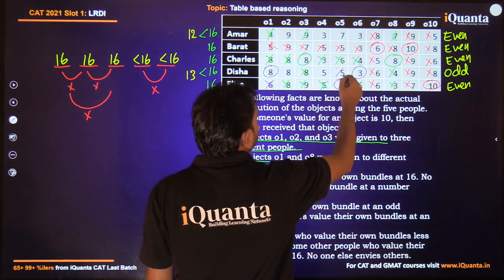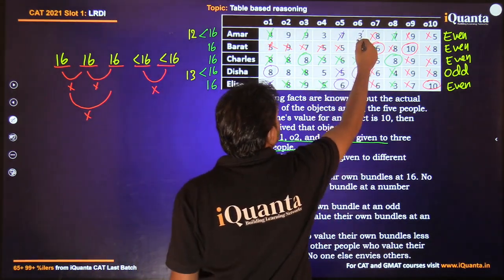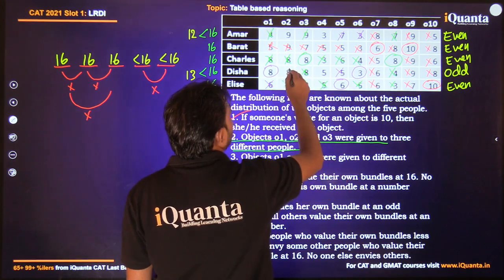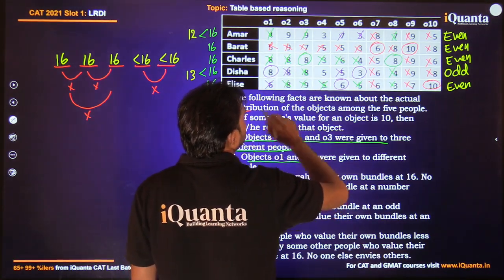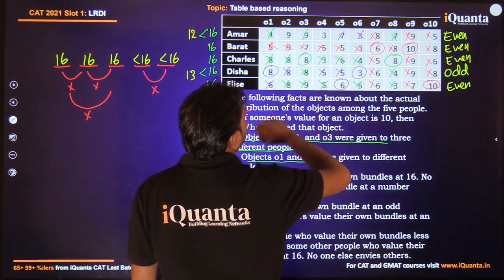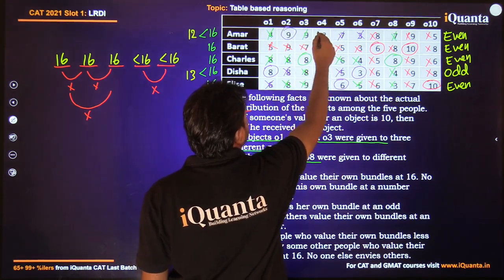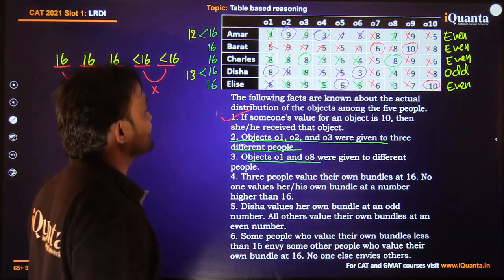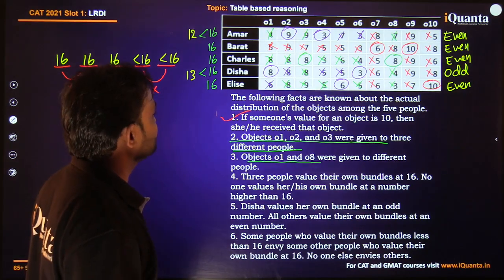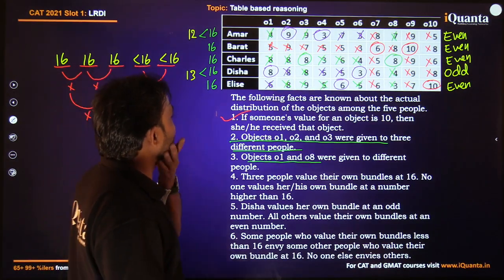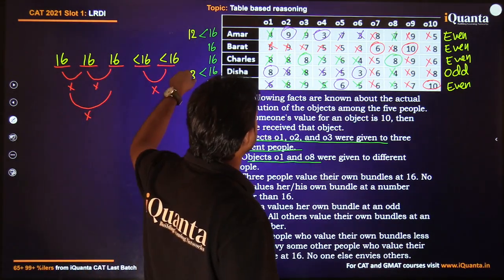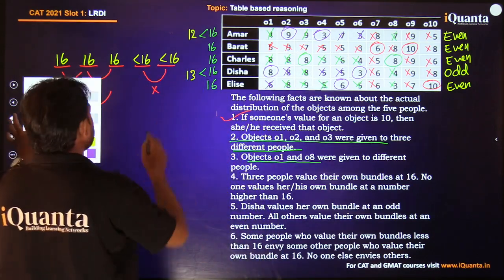So let's cross out the fifth object, the sixth object and the second object here. What's left? We are left with these two. So Amar must have received 9 and 3, the second object and the fourth object, right? Now in that case, what will happen? Amar has received 12 and Disha has received 11.